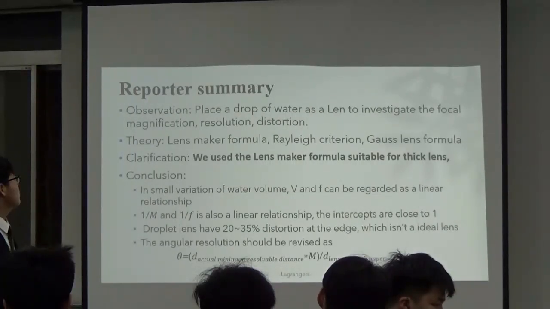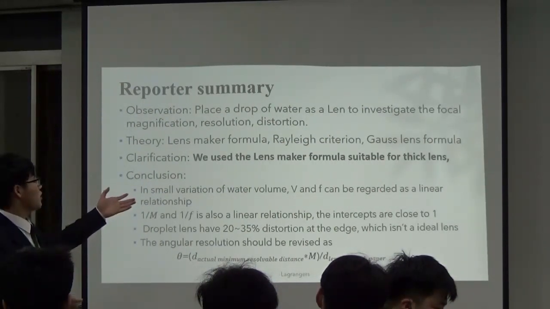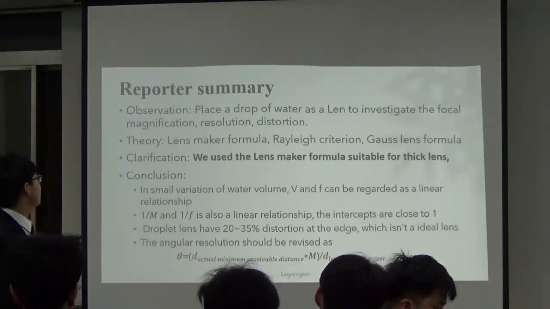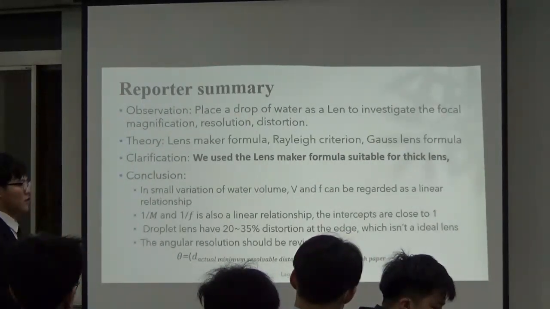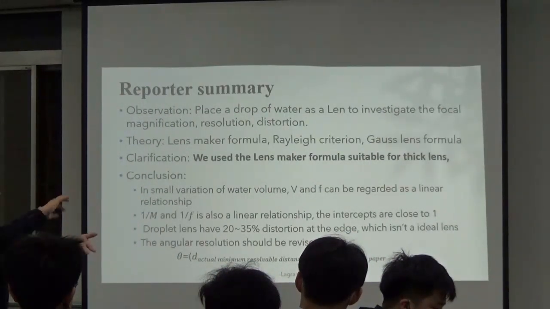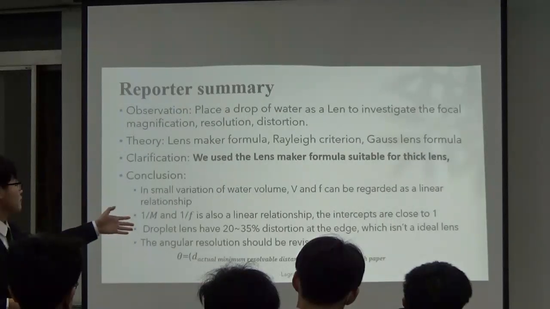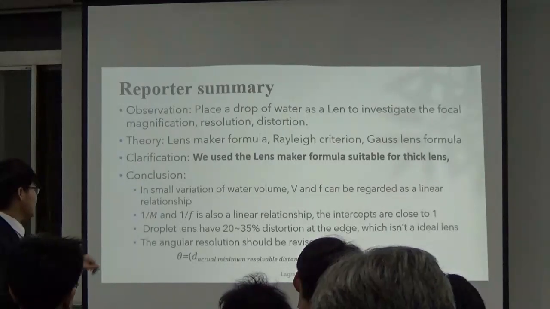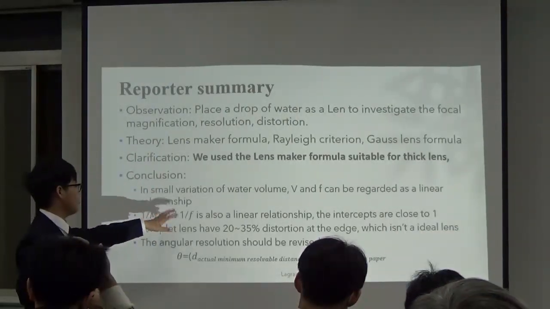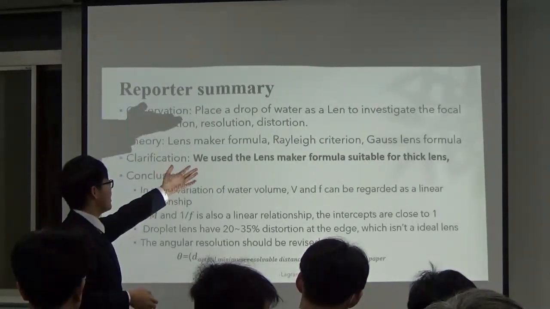So for the report summary, the organization places a drop of water as a lens to investigate the focal length, magnification, resolution, and distortion. Our theory is the lens maker formula, the Rayleigh criterion, and the Gauss lens formula. For our clarification, we use the lens maker formula suitable for a thick lens. Yes, the lens is thick because it's a sphere and not thin. With a small variation of water volume, the volume and focal distance can be regarded as a linear relationship. The magnification rate divided by 1 and the focal distance divided by 1 is also a linear relationship, and the intercept is close to 1. This is according to the lens maker formula.